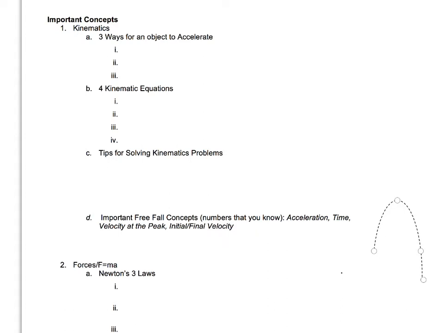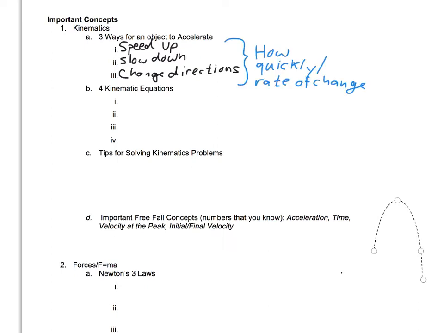And so we're just going to start with going way back to one of the very first things we talked about, which is the three ways for an object to accelerate. And that is an object can speed up, an object can slow down, or an object can change directions. And acceleration really measures how quickly that process occurs, how quickly we speed up, slow down, or change directions.